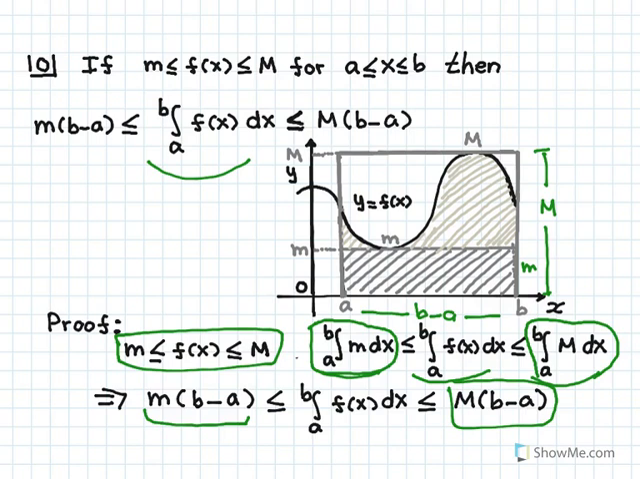Let's clarify property 10 a little bit more. F of x is less than or equal to capital M and larger than or equal to small m. Capital M is the absolute maximum of the function f of x on the interval a to b. Small m is the absolute minimum of the function f of x on a, b. That means capital M is the highest y value on this interval a, b, and small m is the lowest y value, the smallest y value, the absolute minimum of the function on the interval a to b.